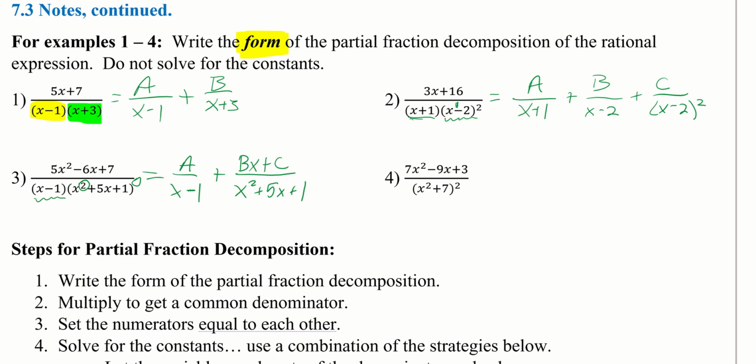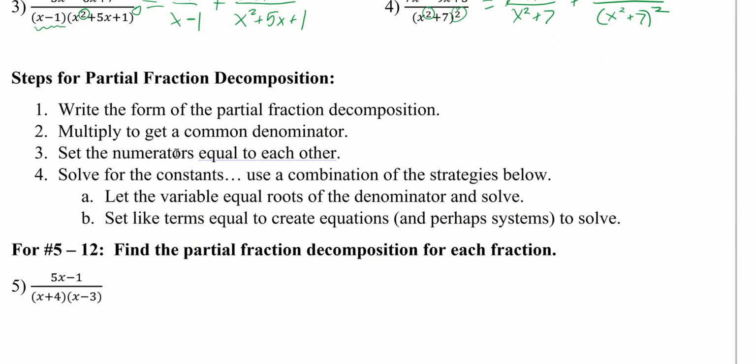Cool. Moving on. So our last one here, we have the degree squared and the factor squared. So that tells me I'm going to do ax plus b since the degree is 2. So I do one less and just do the factor by itself. Now I do another one, cx plus d, with the factor itself squared, right? So x squared plus 7. And so that would be the final form of that partial fraction.